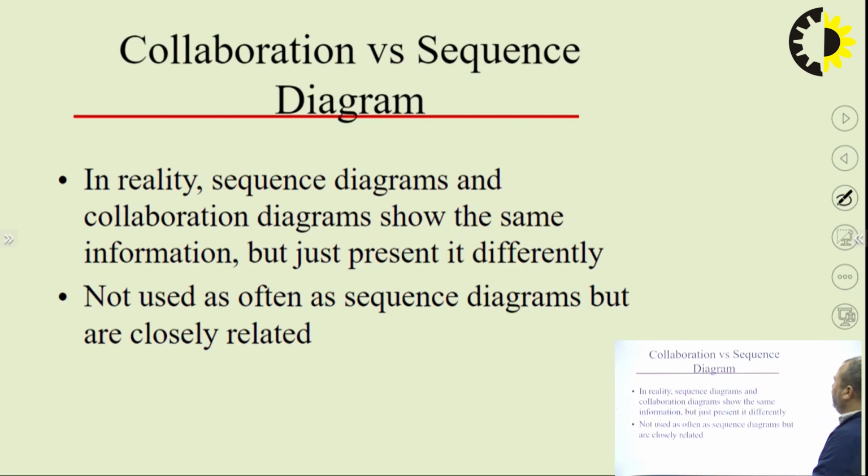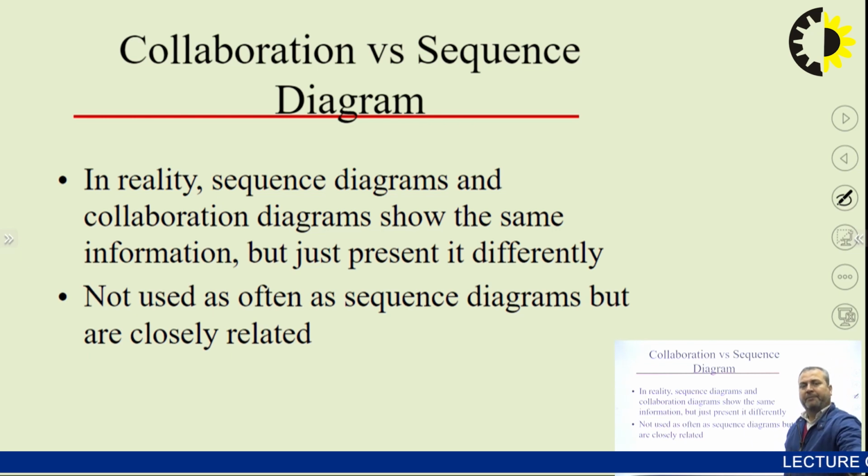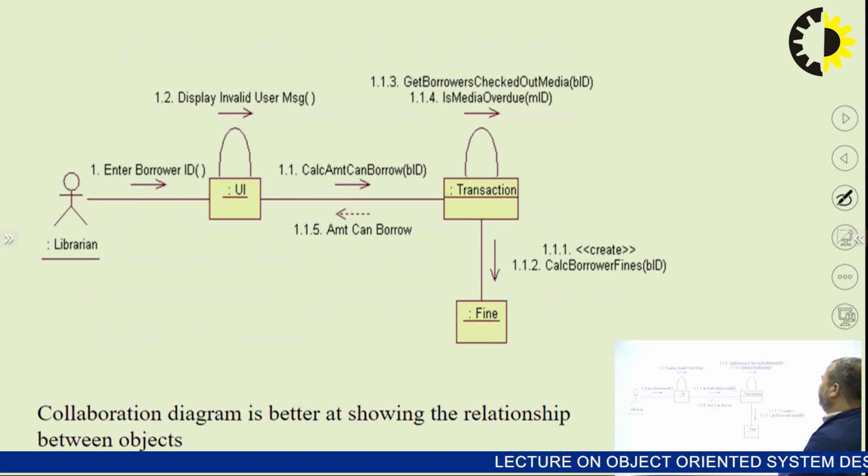Collaboration versus sequence diagram: both are the same, just with a difference. If we write the sequencing as numbering, then this is specifically the collaboration diagram. In reality, the sequence diagram and the collaboration diagram show the same information, but present it differently. Collaboration diagrams are not used as often as sequence diagrams, but are closely related. The difference is only the numbering. If the numbering is not shown, then this becomes the sequence diagram. If numbering is explicitly shown, then this becomes the collaboration diagram, right?